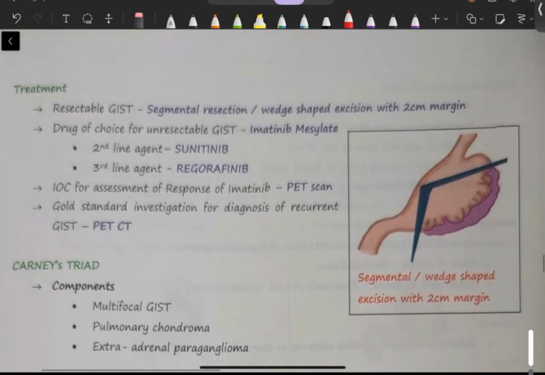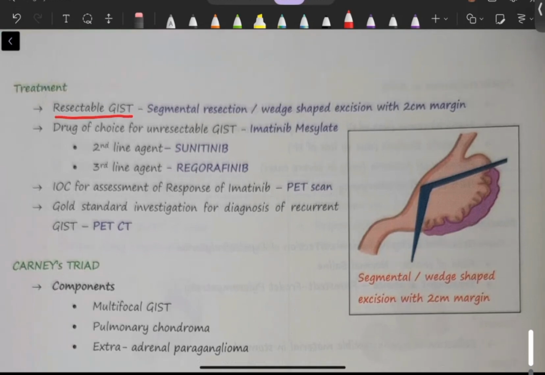If it is possible to resect it, then that is called resectable GIST. If we can cut off part of the tumor, then it is called resectable GIST. If resection is possible, we'll go for segmental resection or wedge-shaped excision, leaving about 2 centimeters of margin.